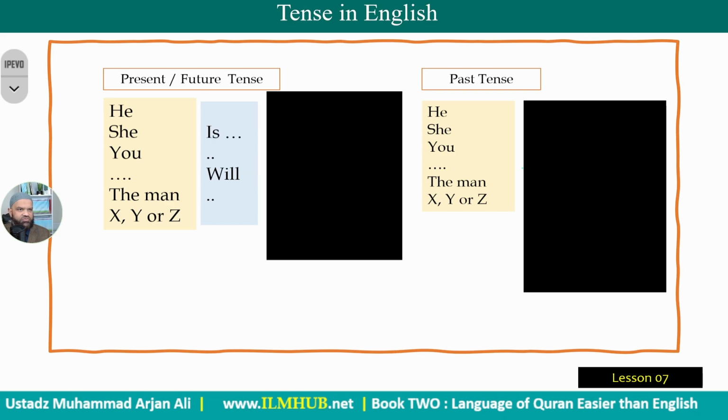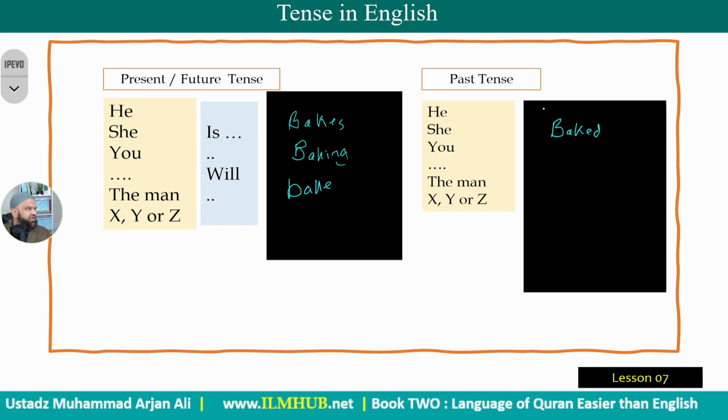So let's look at another verb. For example, I want to say baked. B-A-K-E-D. He baked, she baked, you baked, the man baked, XYZ baked, Maryam baked, whatever. Somebody baked. Okay. Now in present tense, he bakes. He is baking. He will bake. So you can see that in English, we use different techniques for achieving the same thing. In Arabic, it will only be the scale.